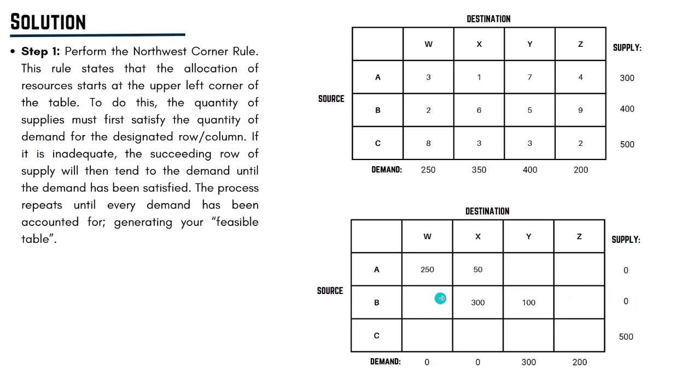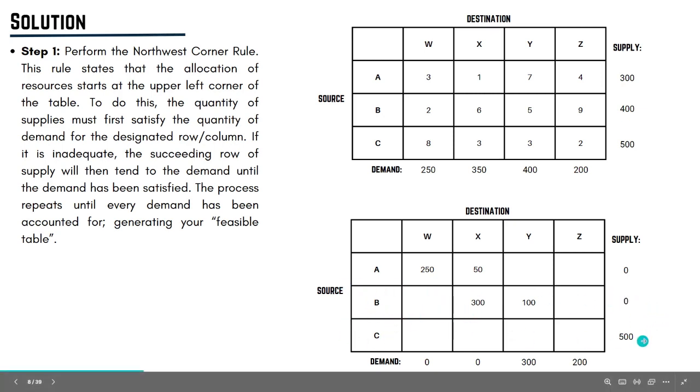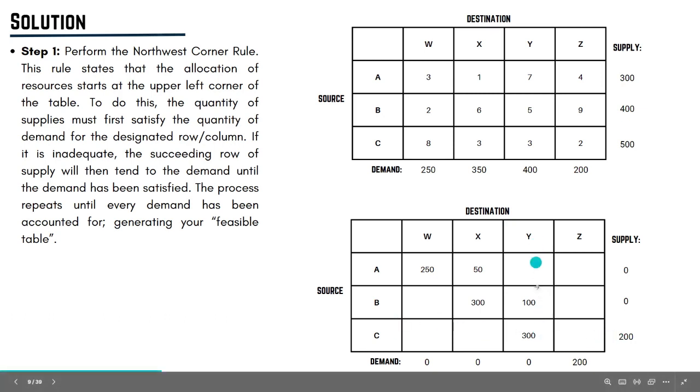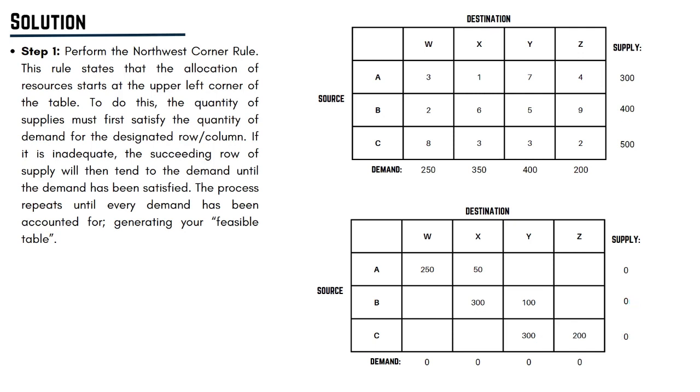Now that source B is finished, we move to our final source, which is C, which will now tend to the remaining demands. So source C is able to supply the demand for column Y and will most definitely supply the demands for column Z. This is now a feasible table in which we will then perform our optimality test.